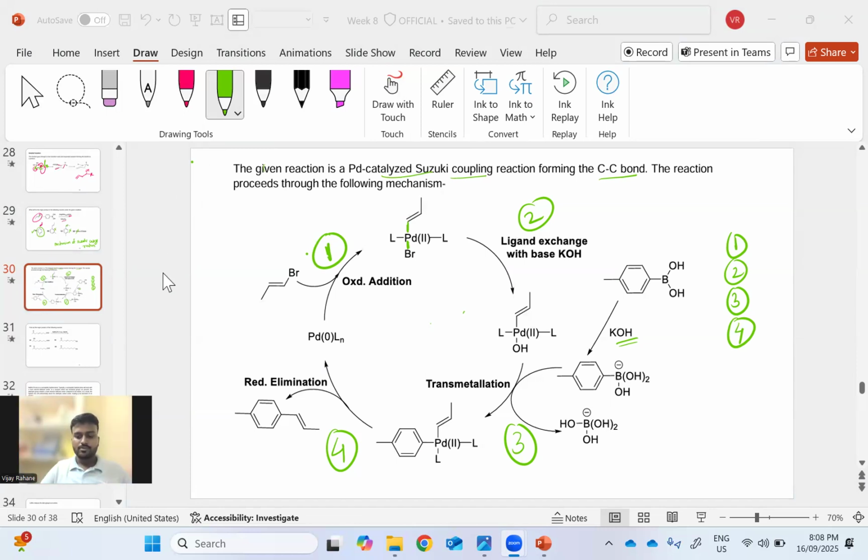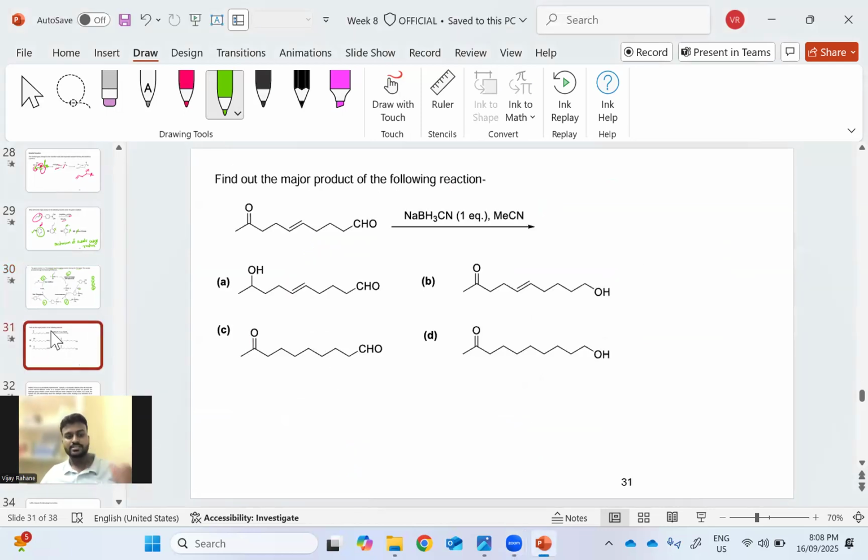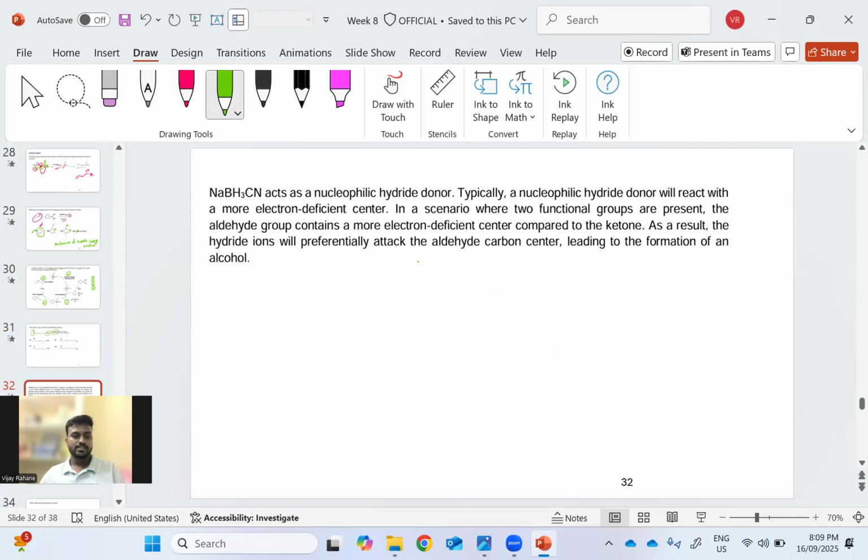All right. So we'll move to the next question, which is again based on a reduction type of reaction. We have the starting material, which has one ketone group and one aldehyde group. If you have added only one equivalent of NaBH3CN, sodium cyanoborohydride, then what will be the product? Sodium cyanoborohydride acts as a nucleophilic hydride source, that's obviously the reducing agent.